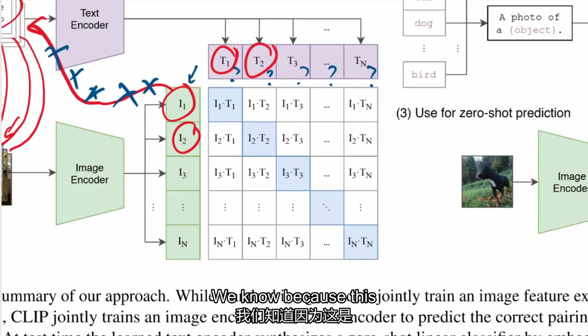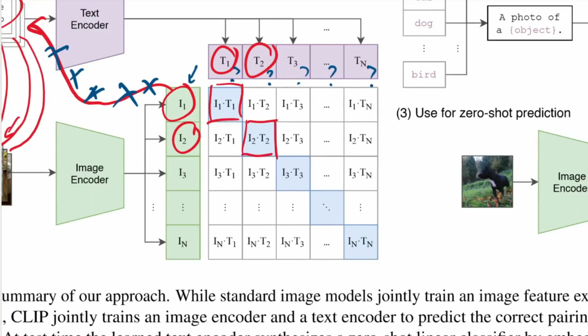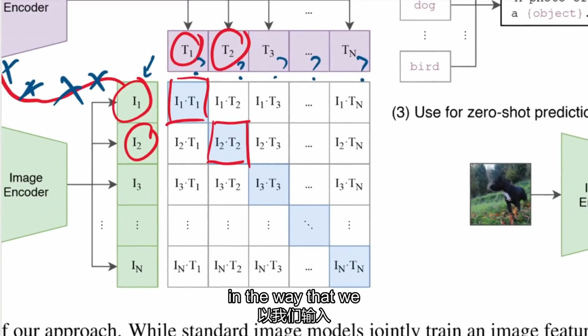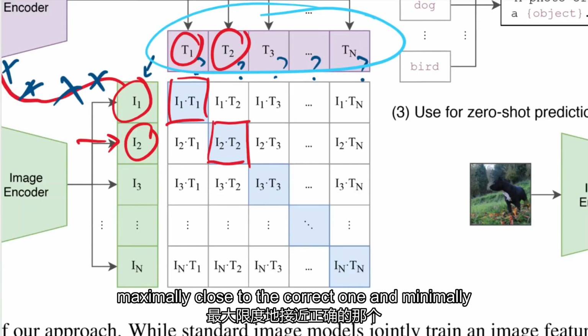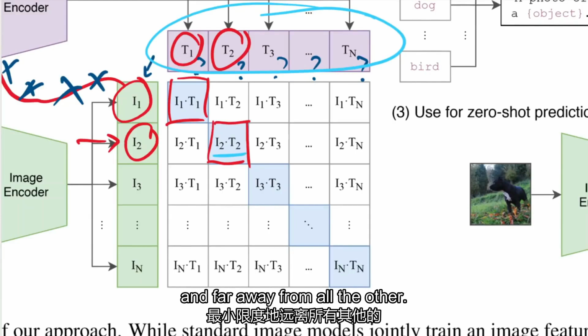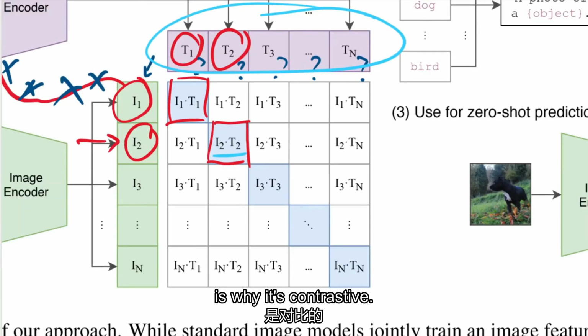We know, because this is training data, that image 1 goes with description 1, and image 2 goes with description 2. But we're going to train this in the way that we feed in this image and we ask it, of all of these texts right here, to which of all of these is this image the closest. And we're going to train it such that it is maximally close to the correct one and minimally close, far away, from all the others. So this is why it's contrastive.